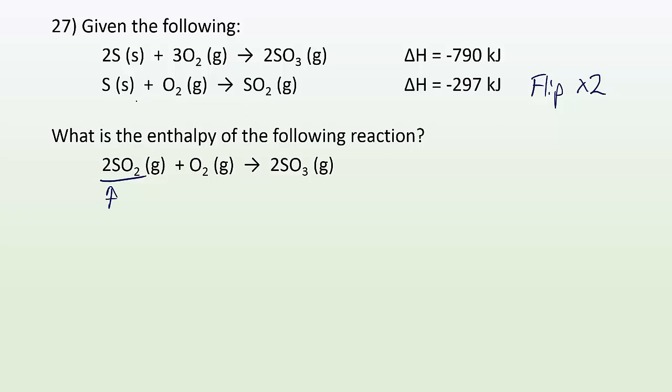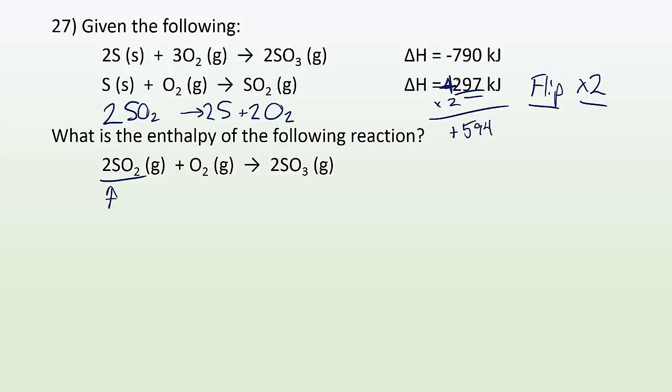So I flip it, so it becomes SO2 becoming S and O2. And because I have to double it, I have to times everything by 2. So 2SO2 becomes 2S and 2O2, which means, if I'm flipping this, the negative 297 becomes a positive 297. Then I have to times that by 2 because I'm doubling it. So I end up with a positive 594. Is that delta H? So I'm going to scribble this out so I don't get confused. And let's see, I need O2. All right, and I'm going to scribble out this equation because I'm not using it anymore.